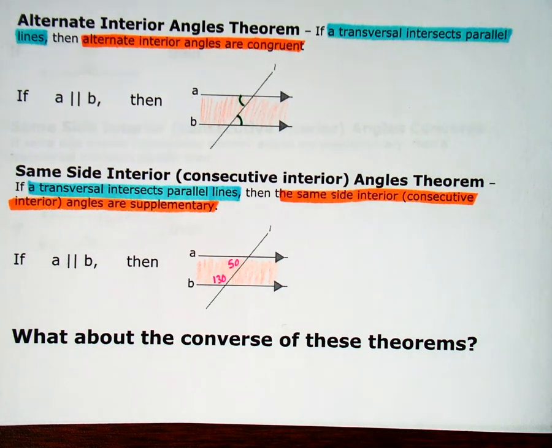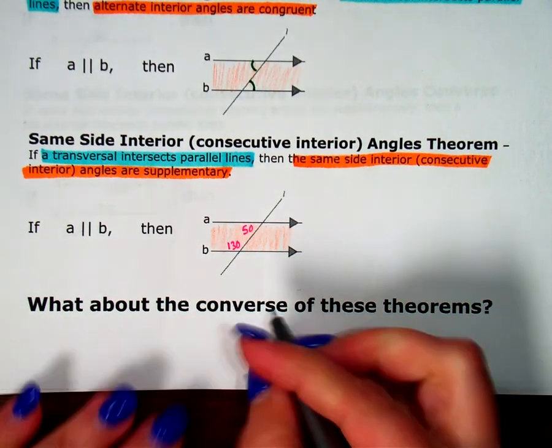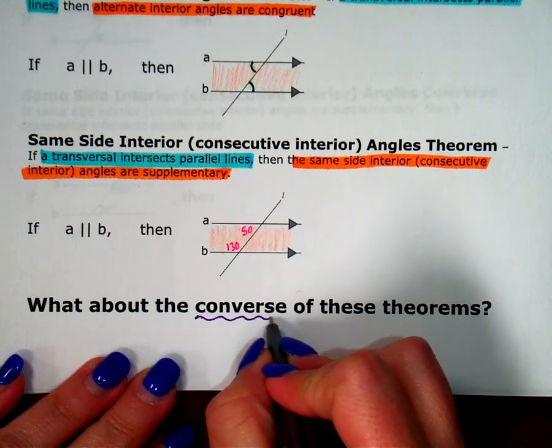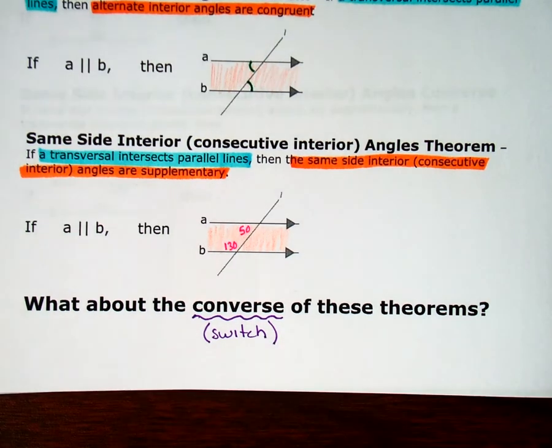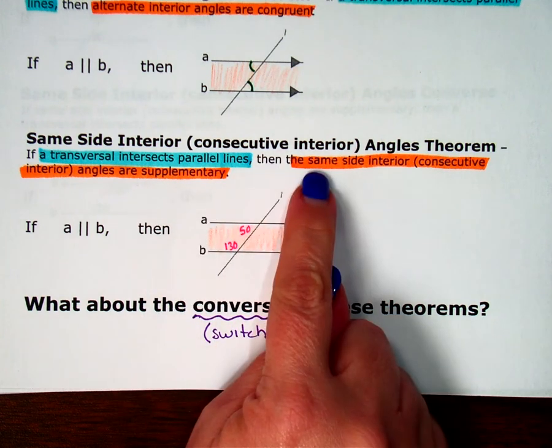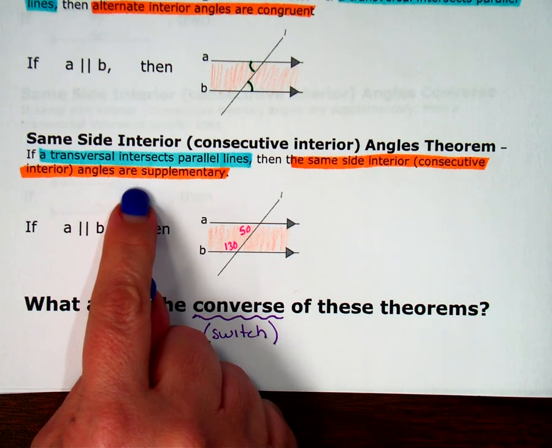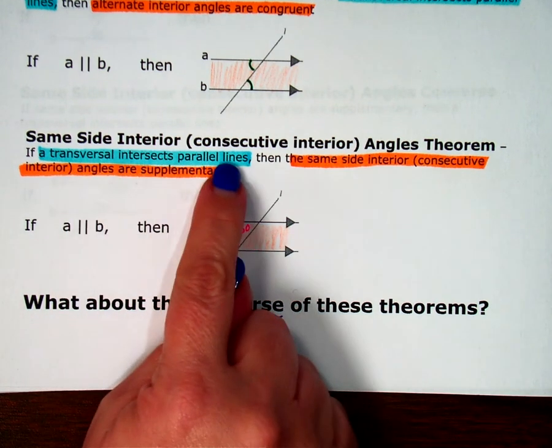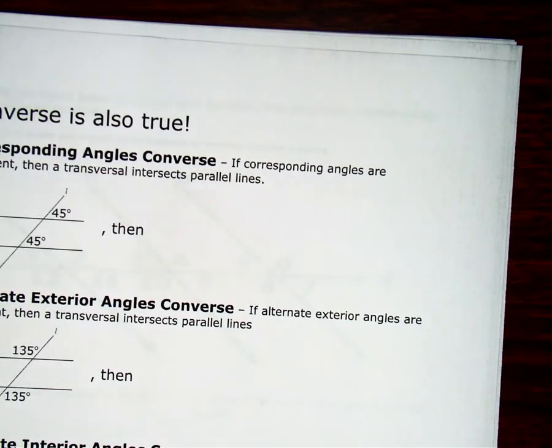Okay, well, look at my next question. It says, what about the converse of these theorems? So remember, the key word for converse is switch. Remember, we did converse, inverse, contrapositive. So that means instead of if a transversal intersects parallel lines, I'm going to start with if the same side interior or consecutive interior angles are supplementary, then a transversal intersects parallel lines. We're just going to switch everything around. So look, that's what I have right here.